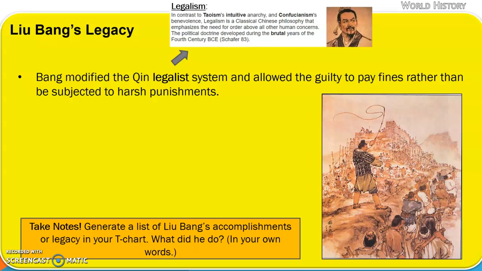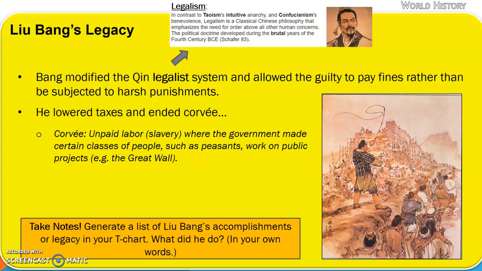Here are some things you do really want to take notes on in the T-chart. Liu Bang modified the Qin legalist system and allowed the guilty to pay fines rather than be subjected to harsh punishments. He lowered taxes and ended corvée. Corvée is unpaid labor or slavery, where the government made certain classes of people, such as peasants, work on public projects, like you can see in the picture here, the Great Wall.